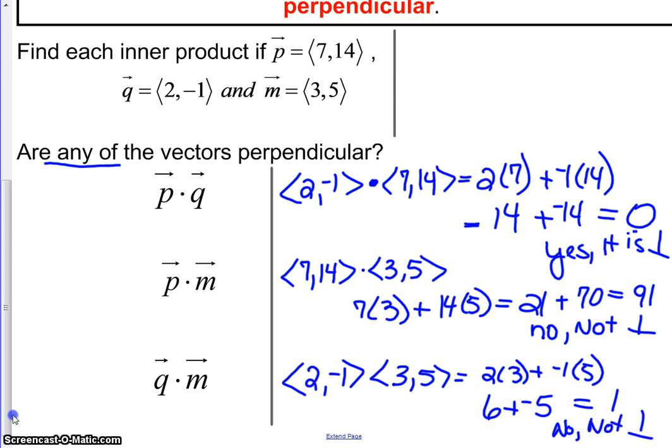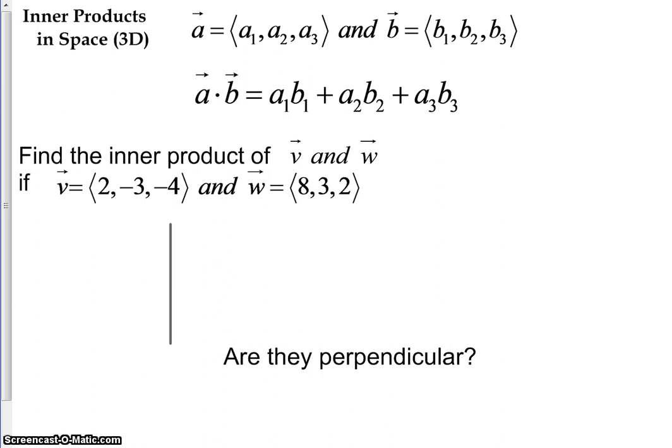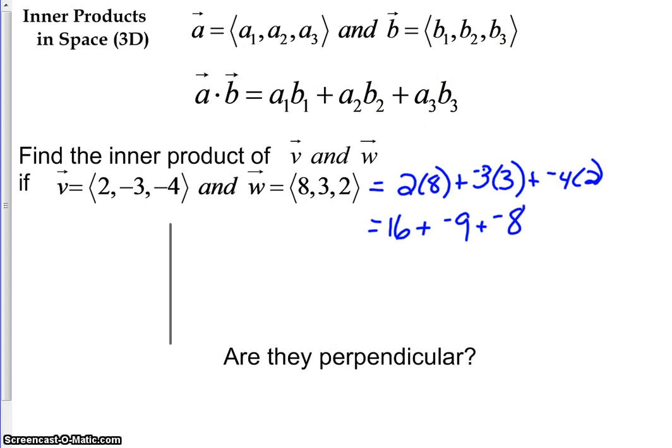I'm moving ahead of myself as far as my thinking and my talking. This also works when you have a three-dimensional figure. So when we have 3 values, it's very similar. When we take the dot product, or the inner product, of V and W, we're just taking the 2 times the 8, the x's times each other, adding that to the -3 times the 3, the y's times each other, and adding that to -4 times 2, the z's times each other. So we have here 16 plus -9 plus -8, okay?